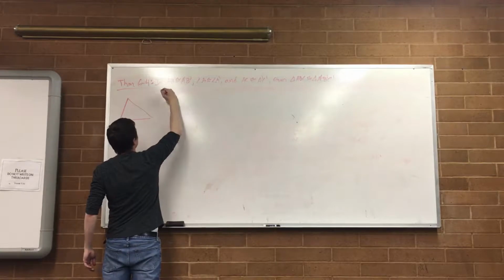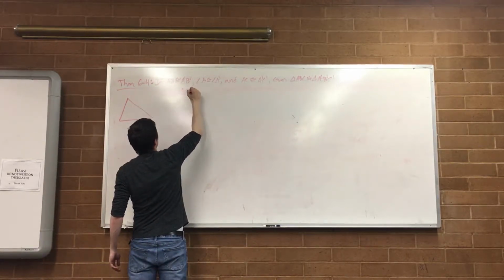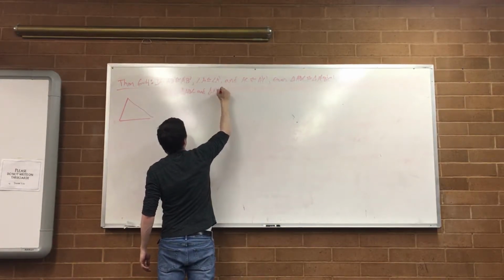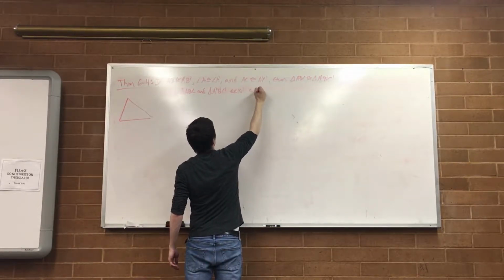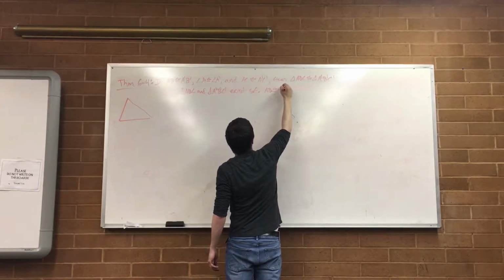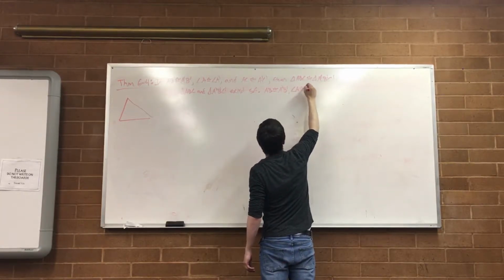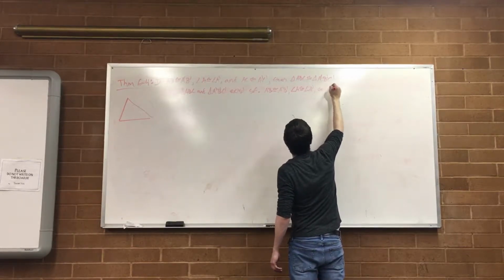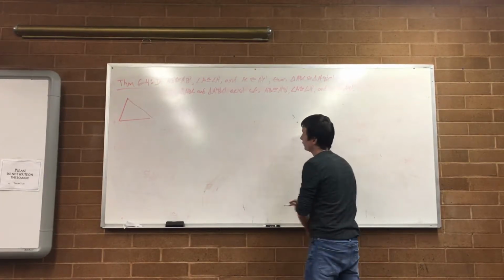Maybe I'll do the words in the picture. 1. Let triangle ABC and triangle A prime, B prime, C prime exist such that AB is congruent to A prime B prime, angle A is congruent to angle A prime, and AC is congruent to A prime C prime. Right?